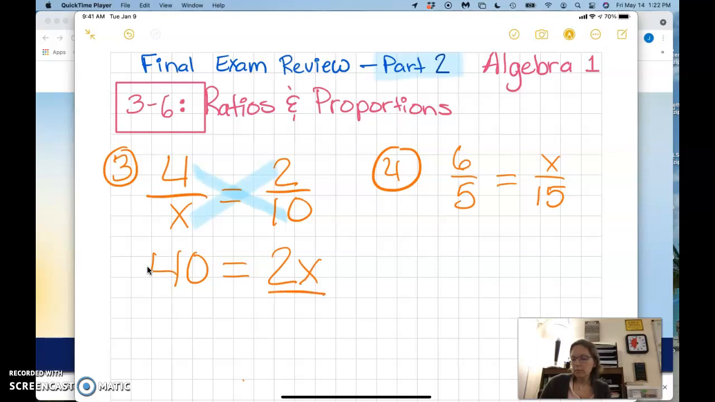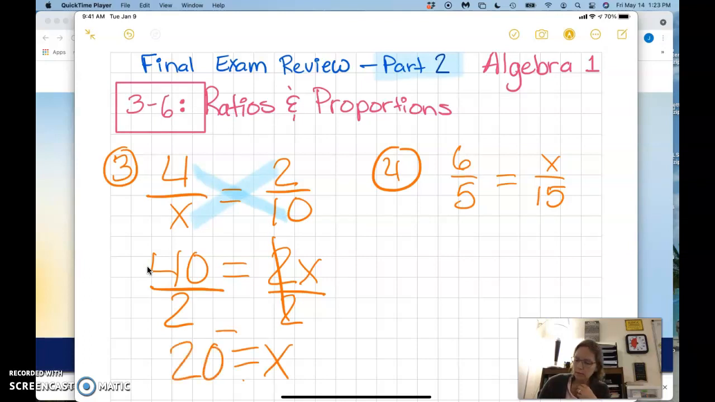Divide by both sides. And 40 divided by 2 is? Okay. So that's it. Just cross multiply and solve the equation. So now why don't you pause and try number 4 by yourself.